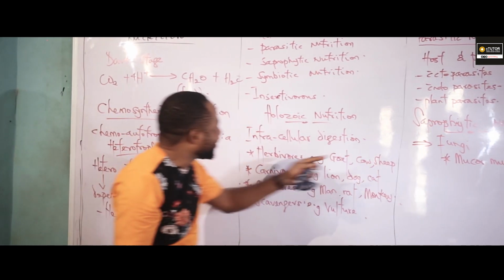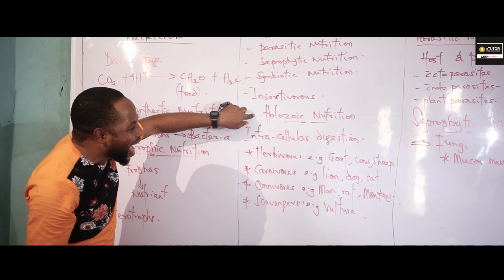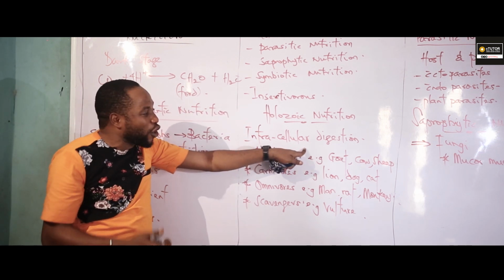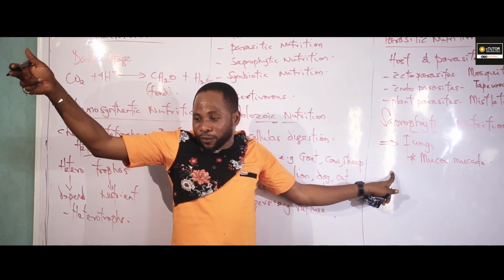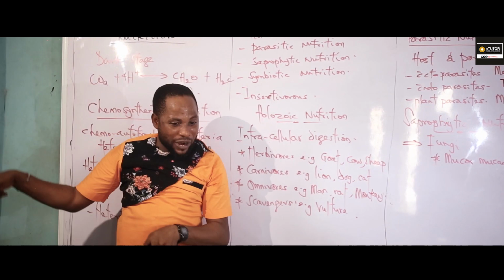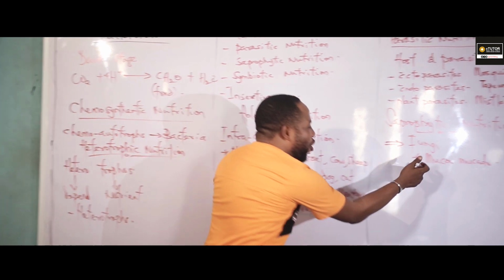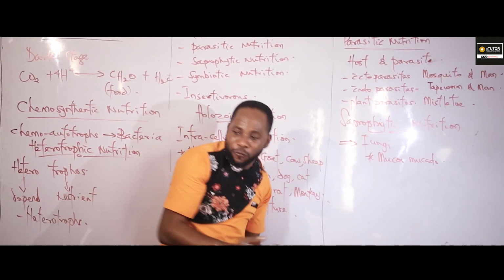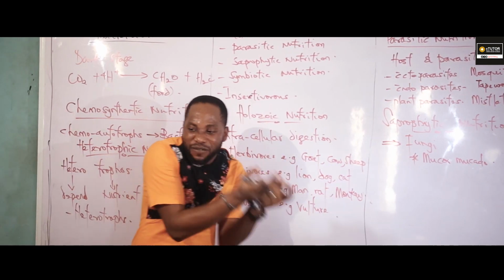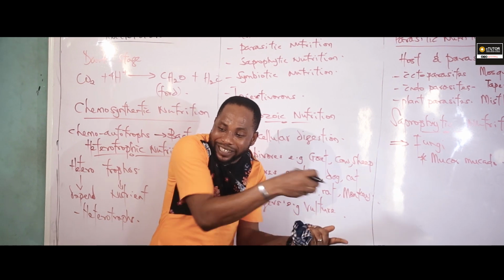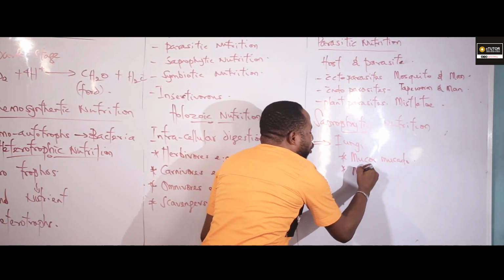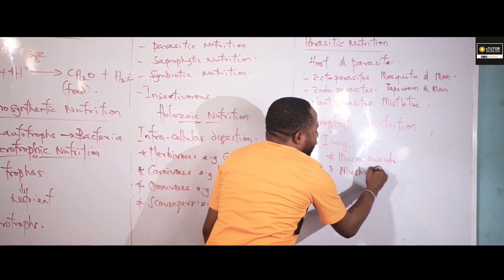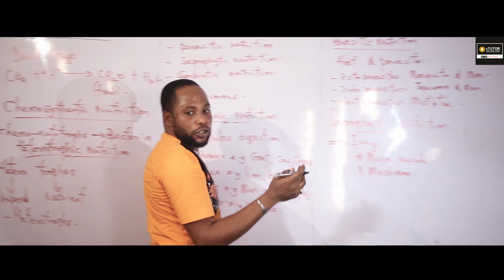So unlike holophytic nutrition that carries out intracellular digestion, which occurs inside the body of the animal, this one carries out extracellular digestion. It occurs outside the body of the organism. So they only consume the digested part of the food after pouring out their saliva on top of the food. Another example is our common mushroom, and so on and so forth.